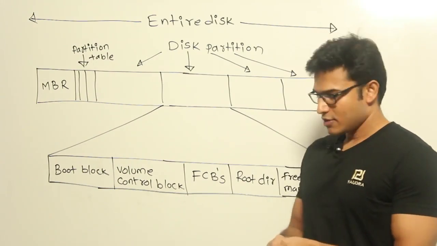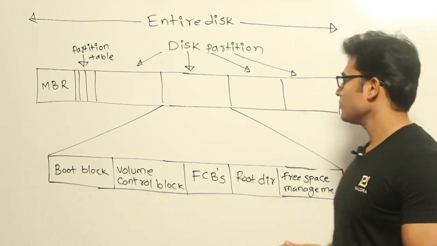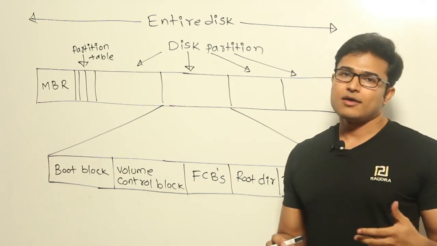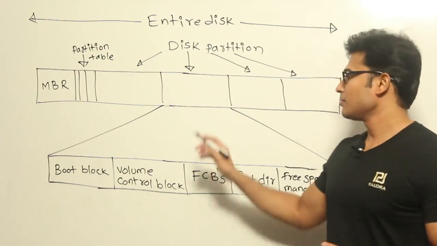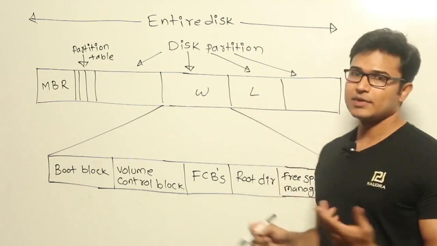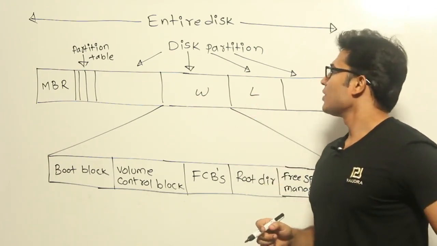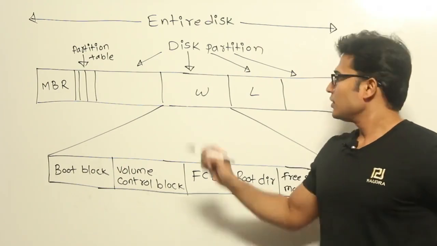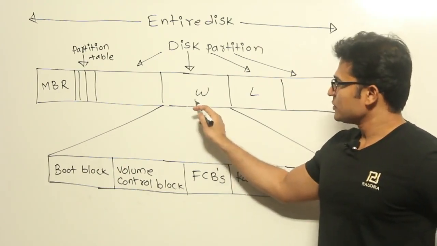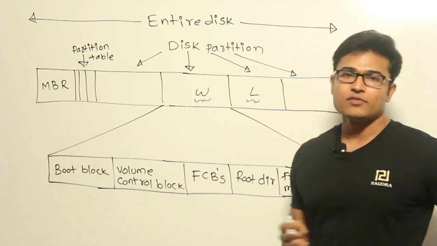After doing all these partitions, in every partition we might load one operating system. For example, here I might load Windows and here I might load Linux. Then the main challenge is, how will we know where the code related to Windows is in the hard disk, where the code related to Linux is, and which one to use.